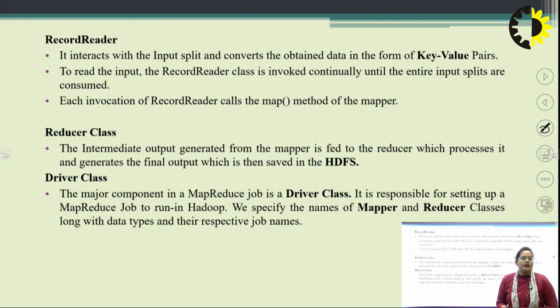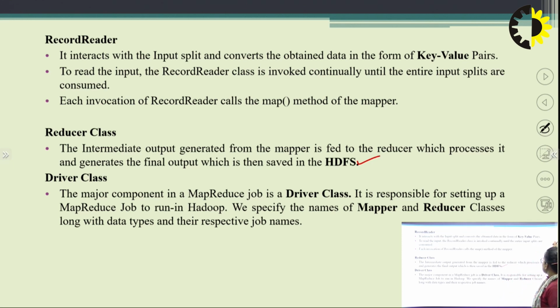Next is the reducer class. The intermediate output generated from the mapper is fed to the reducer, which processes it and generates the final output, which is then saved in HDFS, the Hadoop Distributed File System. Next class will be the driver class. The major component in a MapReduce job is the driver class. It is responsible for setting up a MapReduce job to run in Hadoop. We specify the names of mapper and reducer class along with data types and their respective job name.